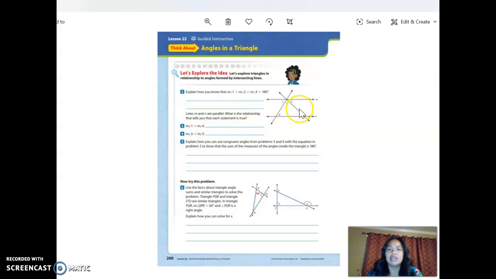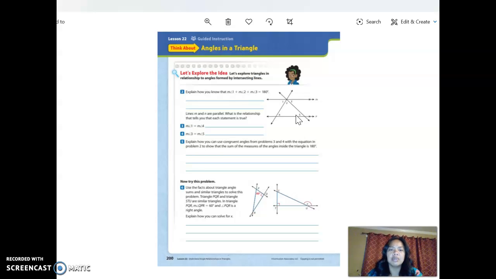Same thing here, angle 3 and angle 5. How do we know that they are equal? Okay, so again, parallel lines cut by a transversal here. What is the relationship between these angles that tells us they're equal? Are they corresponding angles? Are they vertical angles? Are they alternate interior angles? Are they alternate exterior angles? And so on. So what angle relationship tells us that they are equal?